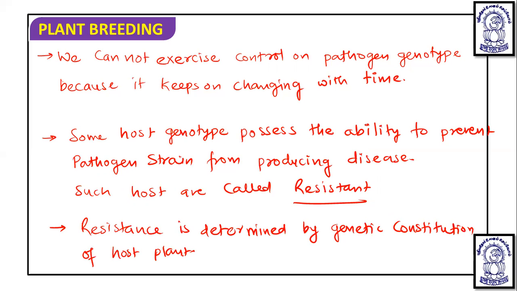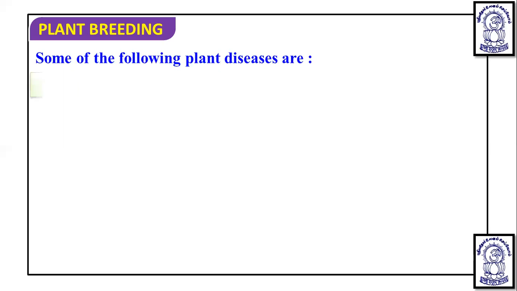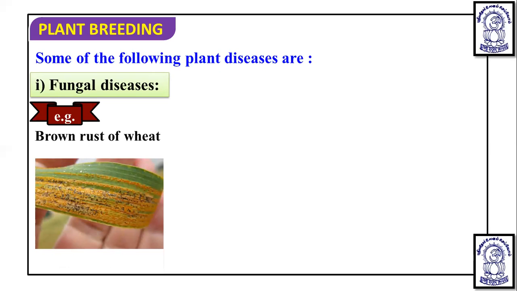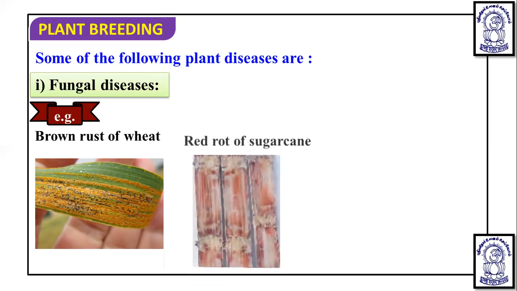Now it is known that some of the plant diseases are caused by fungi, bacteria, and viruses, and we are going to discuss those particular disorders which are caused by these different pathogens. So some of the following plant diseases and their causative agents are. Suppose the fungal diseases: some of the fungal diseases are caused in plants by different fungi. So the fungal diseases are brown rust of wheat, red rot of sugarcane, and late blight of potato.